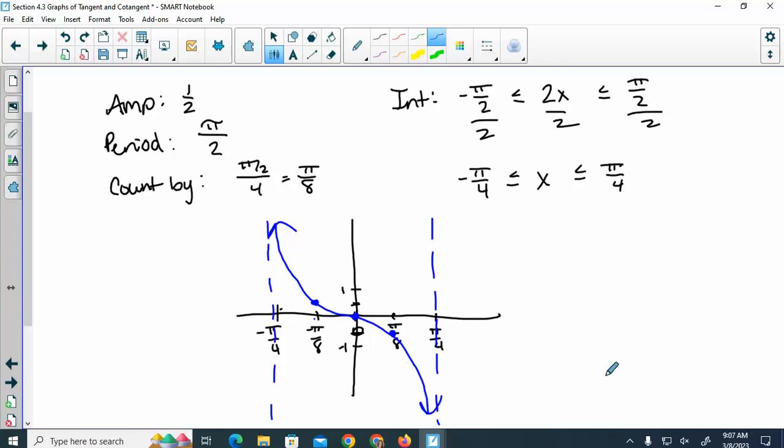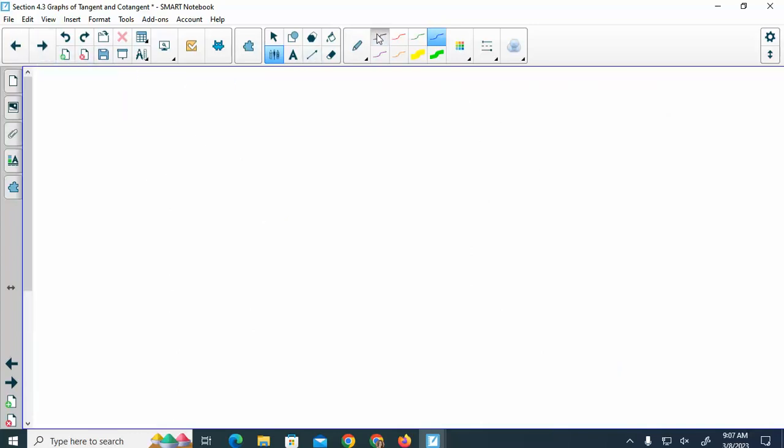Do we need another one where I'm just changing amplitude and period, or are we ready to move up and down? Move up and down. Okay. Let's do negative 3 plus cotangent of 1/2 x.